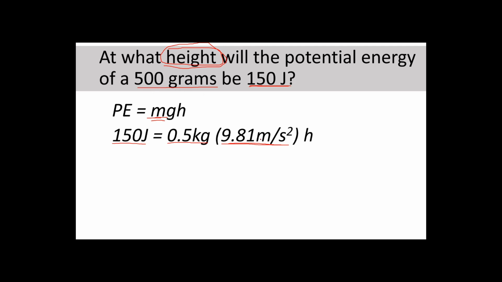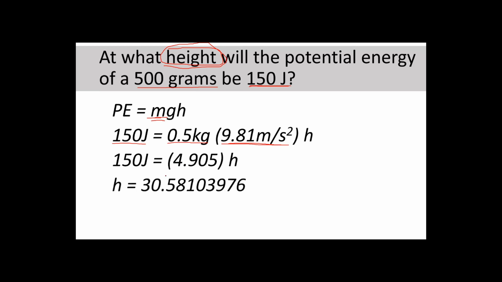So 0.5 times 9.81, that is 4.905. Next is to divide both sides by 4.905. So what is left here is just the height. Then 150 divided by 4.905, that is equal to 30.58103 and so on.